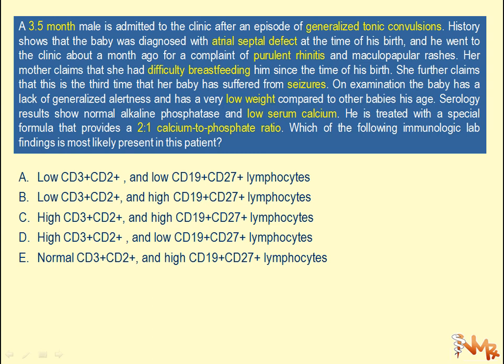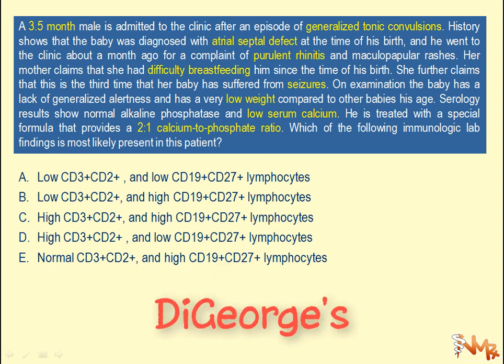Findings of generalized convulsion, history of septal defects at the time of birth, history of infections and purulent rhinitis, difficulty with feeding, seizures, low weight, low serum calcium, and the fact that the treatment includes a formula that has 2:1 calcium to phosphate ratio might have alerted some of you to think about DiGeorge's syndrome, and if you've done so, you are on the right track.